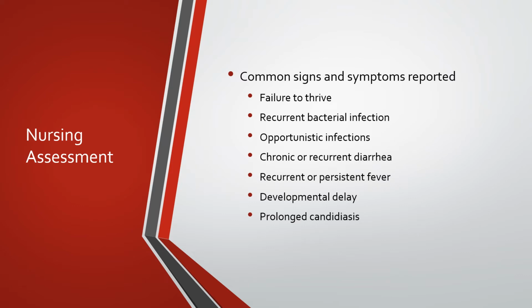Some common signs and symptoms that are reported are failure to thrive, recurrent bacterial infections, opportunistic infections, chronic or recurrent diarrhea, recurrent or persistent fever, developmental delay, and prolonged candidiasis. Medication therapy for children includes antiretroviral drugs. This medication regimen can range from a single dose therapy if they're asymptomatic to highly active therapy when they are symptomatic. The more progressive the HIV, the more issues with the brain. So encephalopathy and neurological issues, again, are going to be seen sooner rather than later.